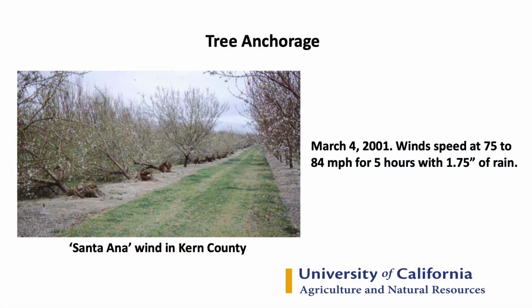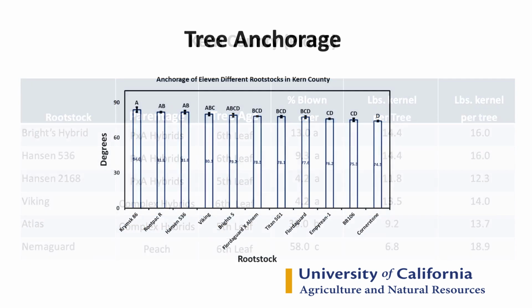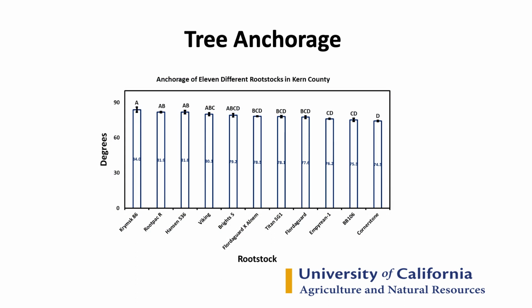Tree anchorage is very important. This is a picture of a trial that was planted in 1997 down in Kern County. We had a high wind of approximately 75 to 84 miles per hour with quite a bit of rain. What they found out is that most of the Nemagard had the most trees falling over, compared to the least, which was the peach almond hybrids. You can see it here, and the Viking. And this result is still true to this date.